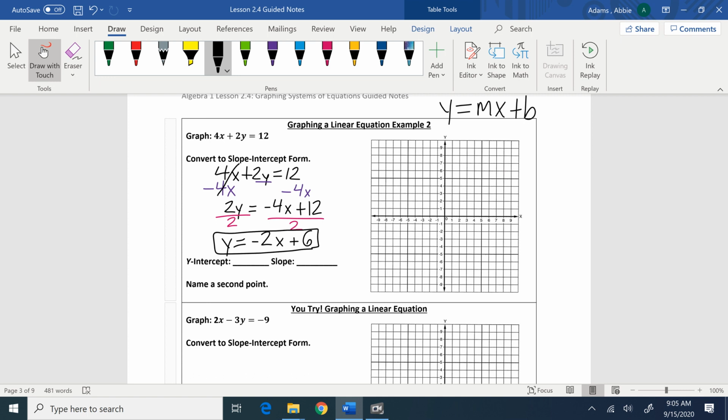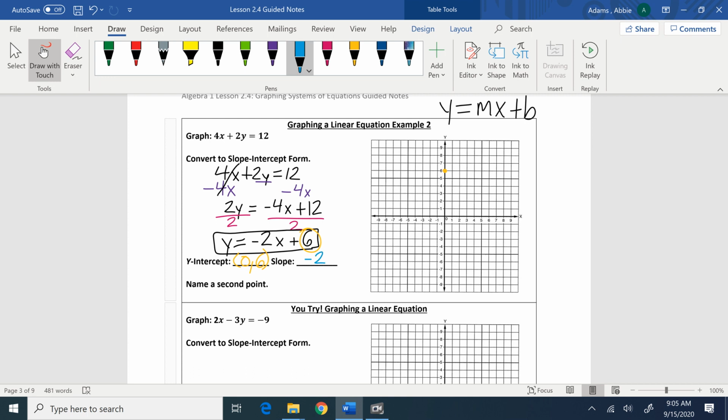So that is an equivalent equation to 4x plus 2y equals 12, but now it's written in slope-intercept form. From there, I can define my y-intercept and my slope. Y-intercept is your b value. In this case, it's positive 6, so I'm going to have a y-intercept at 0, 6. I'm going to go ahead and plot that as well. It's positive, so it's going to be 6 up on our y-axis, and then our slope is negative 2.